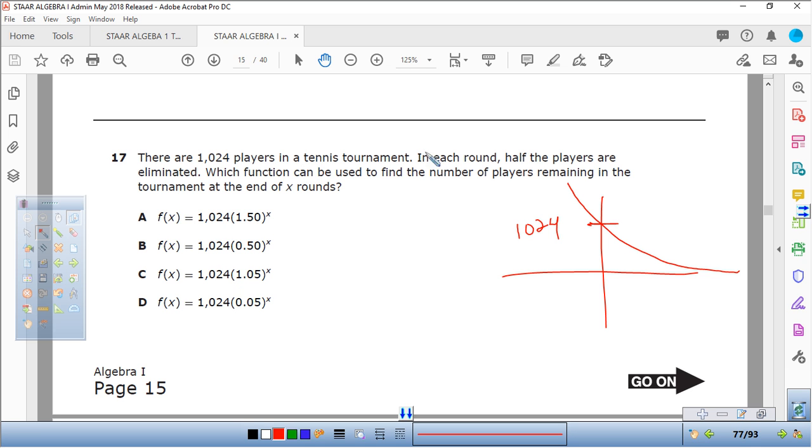Each round half of the players are eliminated. Which function could be used to find the number of players remaining in the tournament after X rounds? They want it to go down. That's going to get it bigger. Out. That one is good. That one's no. Out. There she is.